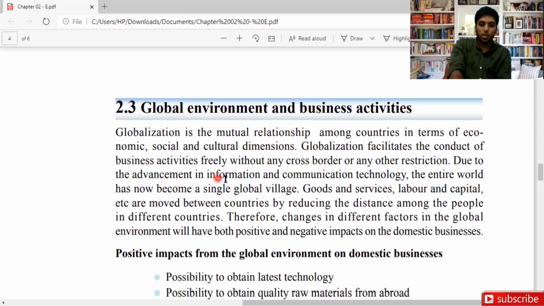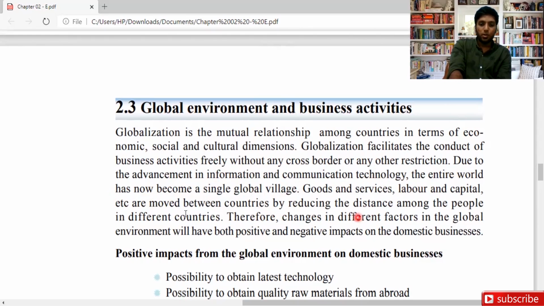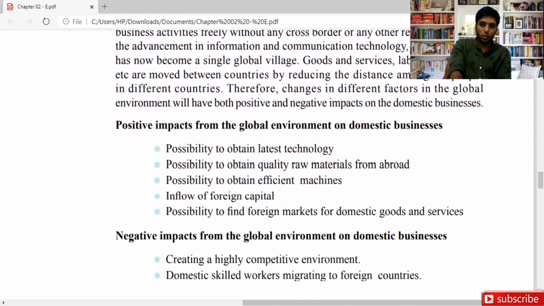Due to the advancement in information and communication technology, the entire world has now become a single global village. Goods and services, labor and capital, etc. are moved between countries by reducing the distance among the people in different countries. Therefore, changes in different factors in the global environment will have both positive and negative impacts on domestic business. Domestic means it's a local business.